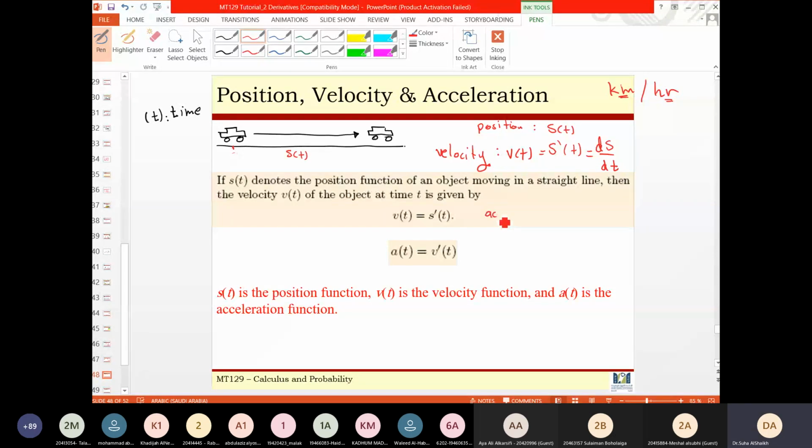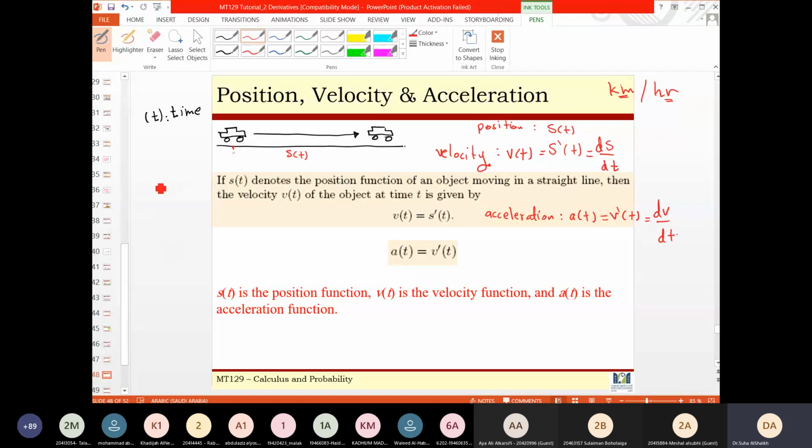We also have what we call the acceleration. What's the acceleration? The A of T is equal to V dash of T. It means how much the velocity is changing with time. This is the acceleration. You got that?